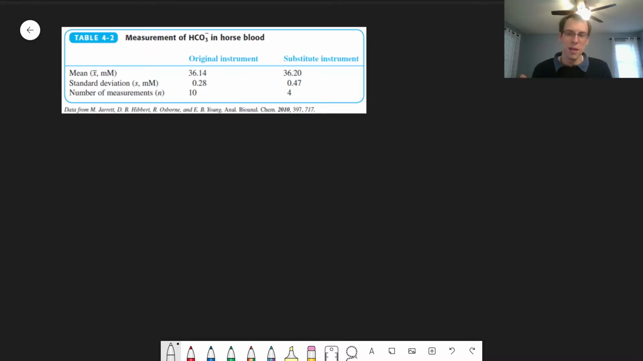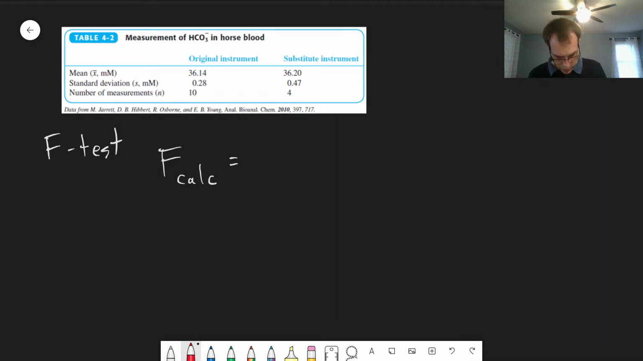The two different instruments measured the same sample of horse blood. And so we have the two different means, two different standard deviations, and how many measurements were done in each sample. And so to be able to compare these measurements, first we need to do an F-test. So we need to find the F-calc. Our larger standard deviation is here on the right, so we'll call this one S1 and this one S2.